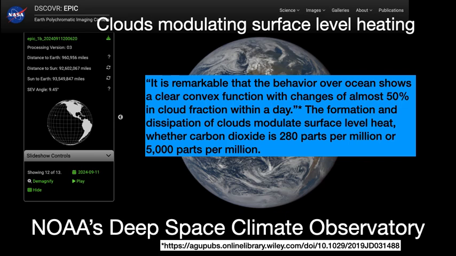So maybe we're starting out the day at 10% cloud coverage, and we may go all the way up to 60%, and we may go back down to 10%. And typically that's about what happens on a daily basis, is that the cloud fraction will change a great deal. So the formation and dissipation of clouds, as we said a while ago, modulate surface level heat. And that's going to happen no matter whether carbon dioxide is 280 parts per million or 5,000 parts per million. That's going to happen.